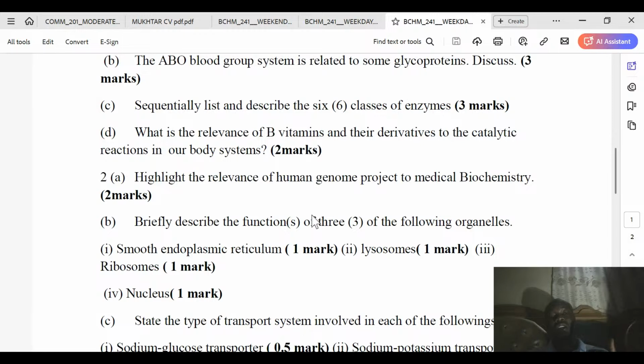So that is how scientists with the knowledge of the human genome project were able to diagnose disease. So the knowledge of the human genome helped scientists in drug development, disease treatment, as well as disease diagnosis. These are the relevance of human genome projects to medical biochemistry.